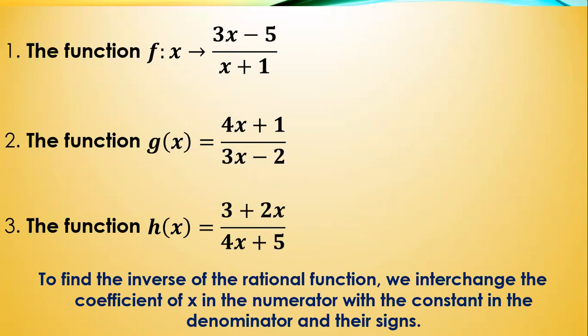The function f of x is 3x minus 5 all divided by x plus 1. We are going to interchange 3 and 1 and then change their signs. This will give the inverse of the function f of x is negative 1x, also known as negative x minus 5, all divided by x minus 3.